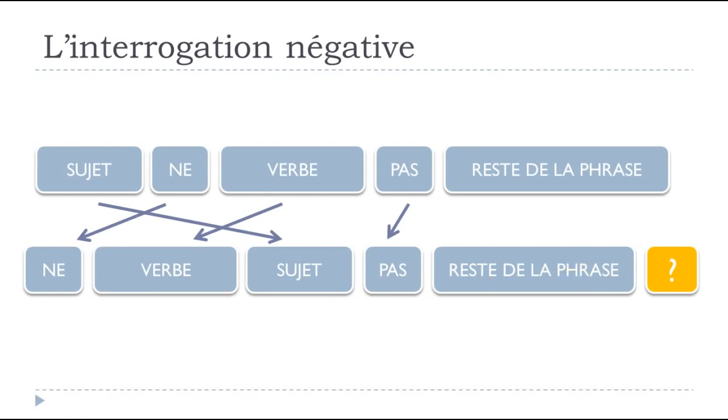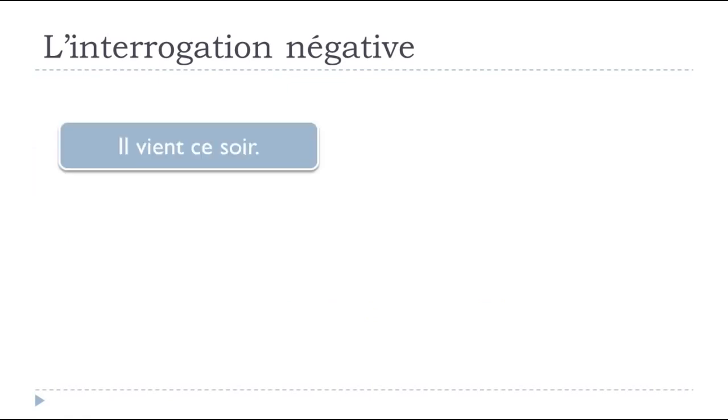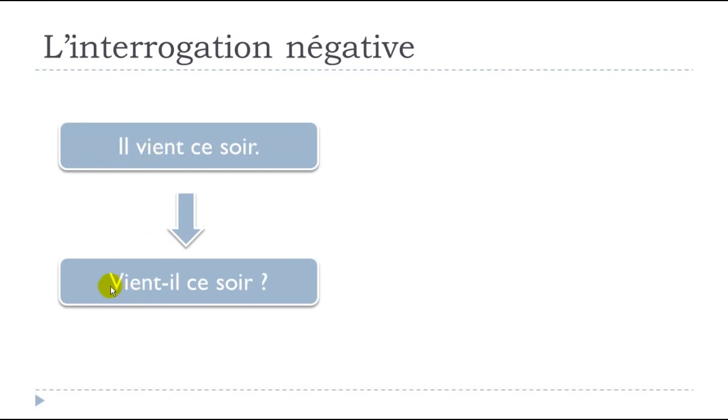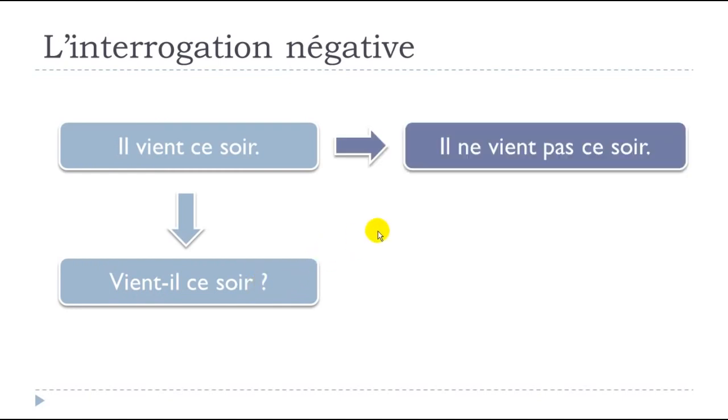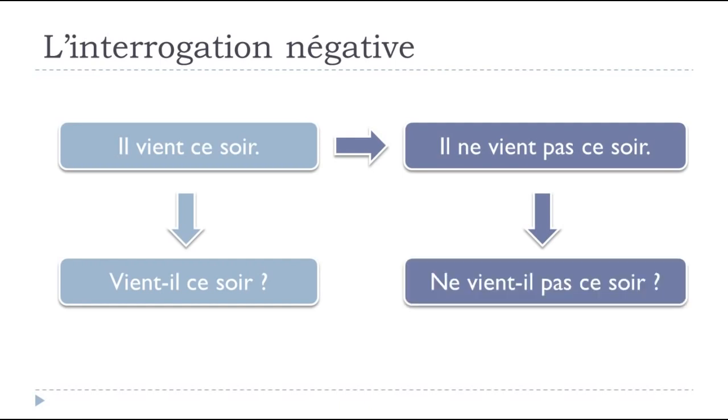Okay, so let's see one example. So basically, if we've got a normal sentence like il vient ce soir, so if you want to change it to a question, then it will become vient-il. Okay, so you change the order. Vient-il ce soir? If we have the negative form, il ne vient pas ce soir, so what will it become? I leave you 5 seconds to think and to try to remember what I've been telling you a few seconds ago. Okay, so now have a look.